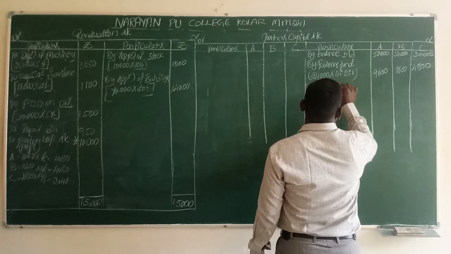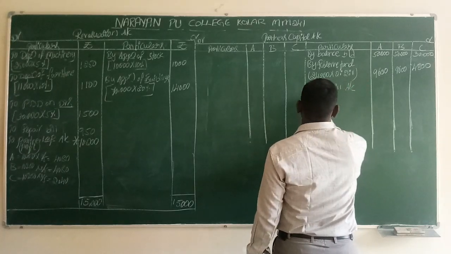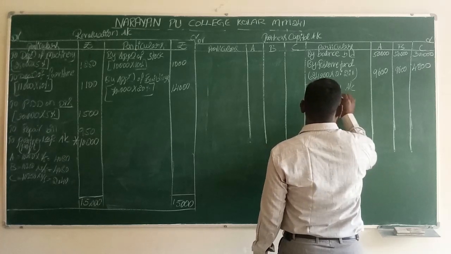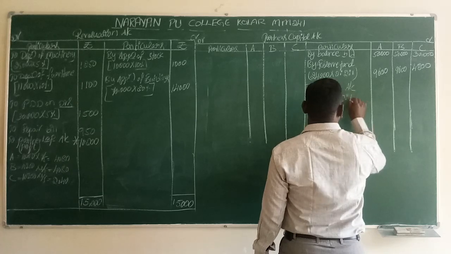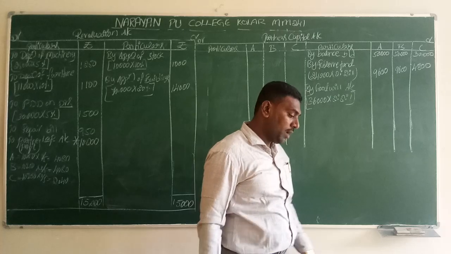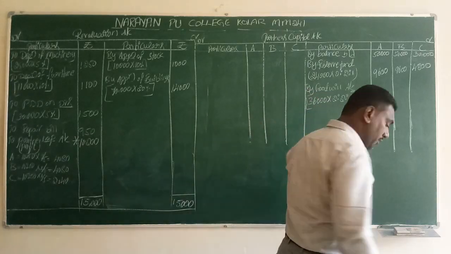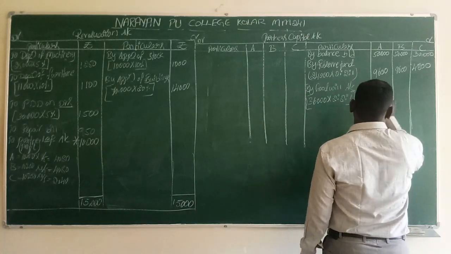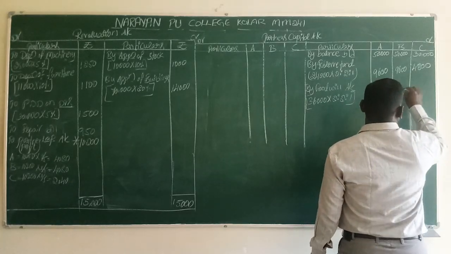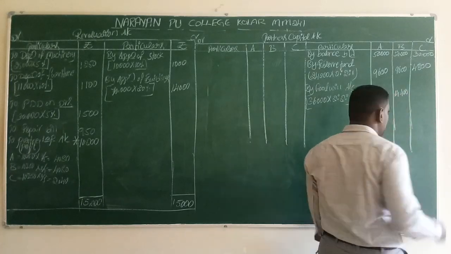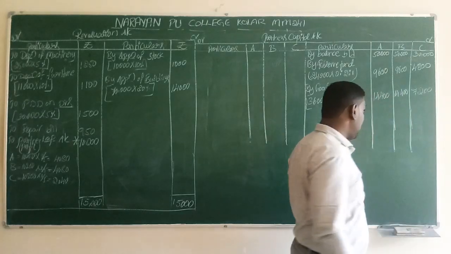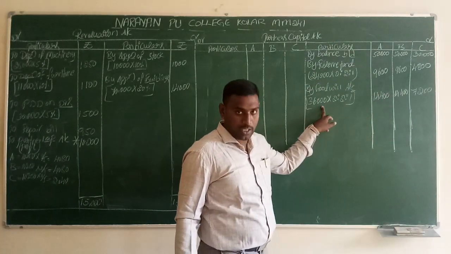Goodwill account. The value of goodwill is 36,000. This 36,000 we have to distribute according to the profit sharing ratio 2:1. 36,000 into 2:1. We will get 14,400 for one partner, again 14,400 for the second partner. The third partner will get 7,200. While adding these three, again we have to get this 36,000 only.